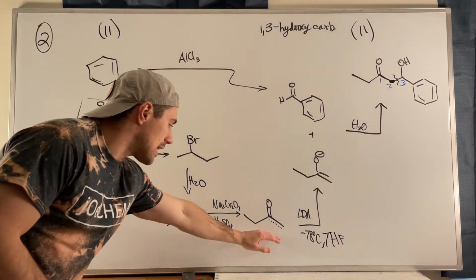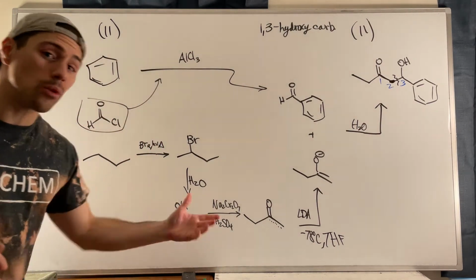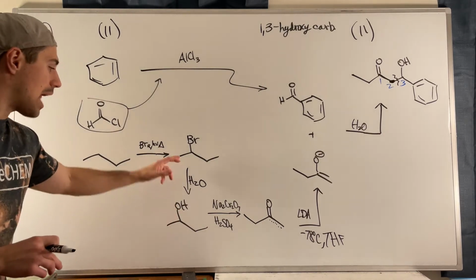Now, we just need to actually create this from scratch or from butane. So obviously we get ketones by oxidizing alcohols. PCC works here just as well. How do you get the secondary alcohol?